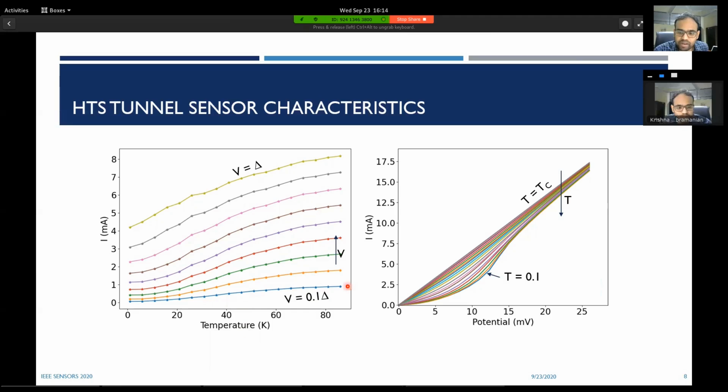And most of them are well behaved for all potentials lesser than the superconducting order parameter delta. Right? For values about 0.1, you can see it is very smooth and well behaved. And even in this I versus potential, IV, for various temperatures, you can see them evenly being distributed.